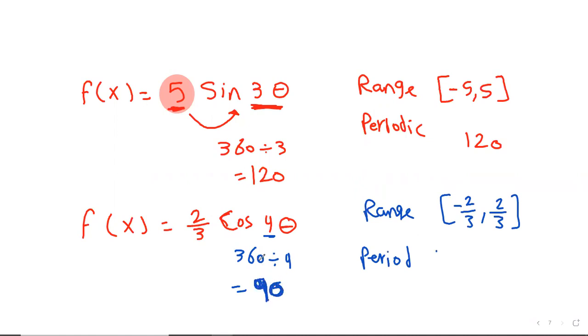This function is a periodic function and its period. Yusuf, do you hear me? 360 divided by 4, so it's 90. Andrew, what is the period of this function? It's 90. Why 90? Because 360 divided by 4 equals 90. That's it.